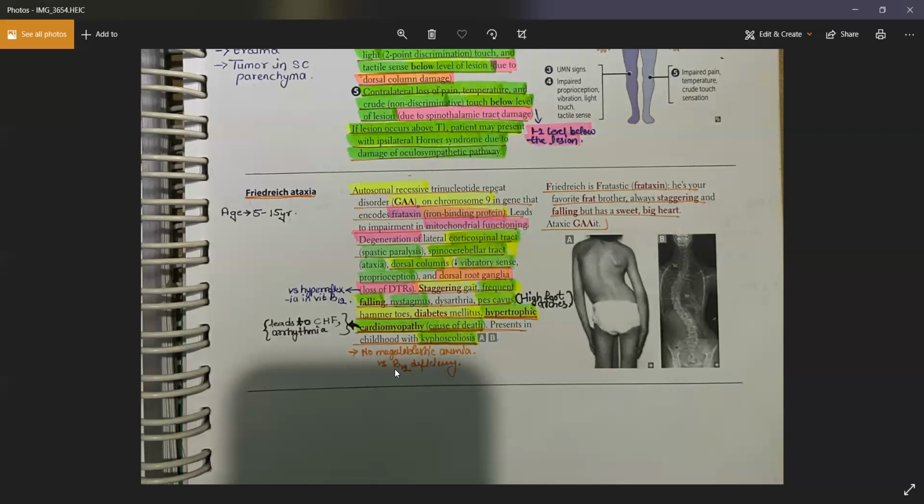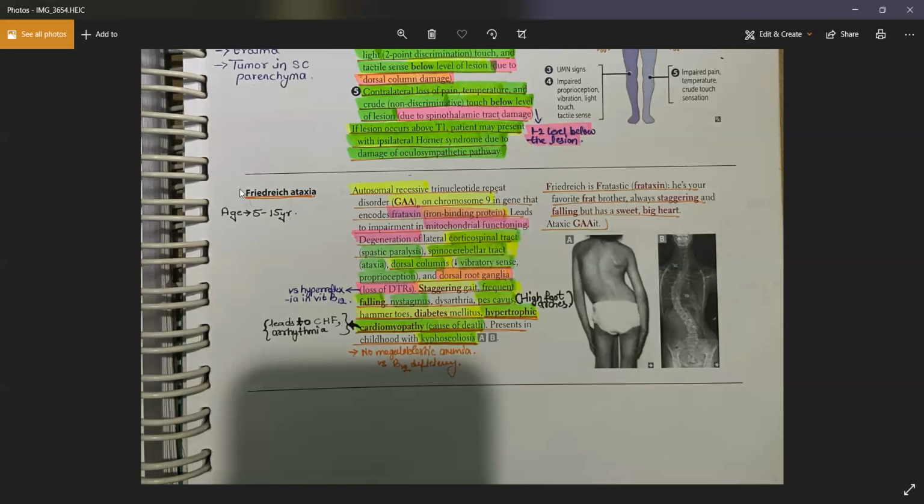So just remember, subacute combined degeneration syndrome-like features will be there. Along with that, you're having hypertrophic cardiomyopathy and diabetes mellitus. Rest all things are the same. It would be a child of age between 5 to 15 years.